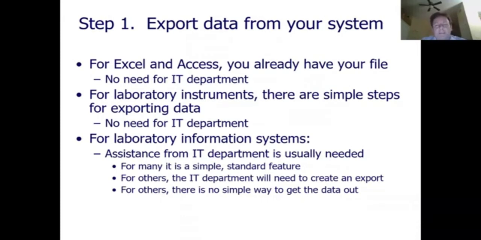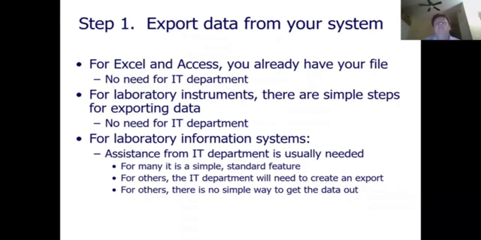For the lab information systems, whether commercial or locally developed, national or international, we usually need help from the IT department. You need to ask the IT department, please give me a data file. And they'll ask you what should be in the file. You give them a list, and WHONET has a list for you in the BacLink tutorial: patient name, ID, date of birth. You come up with the list. You might have more things or fewer things. It's up to you. It depends on what's in your system.